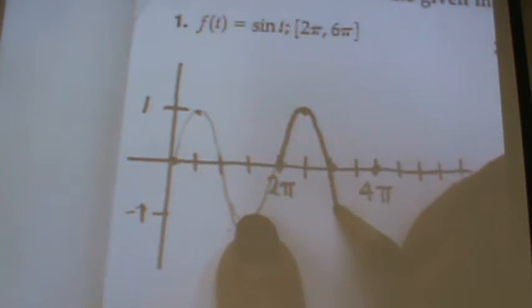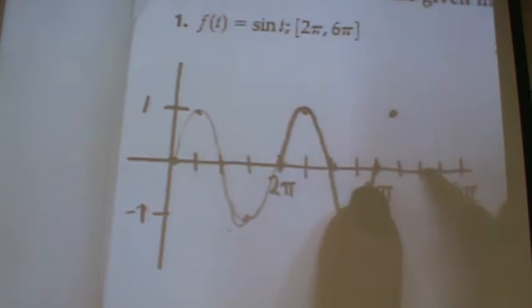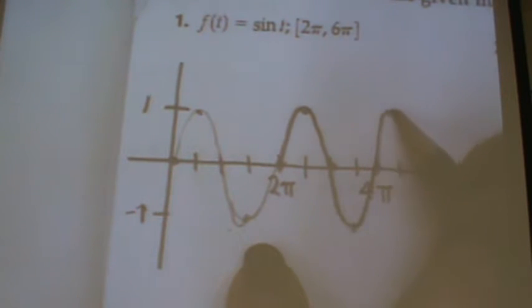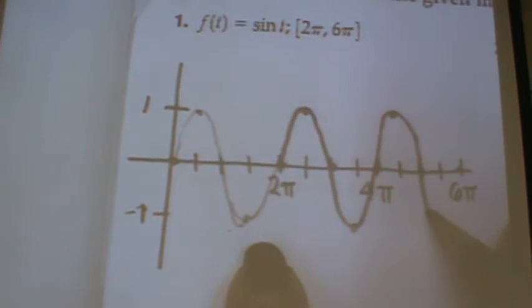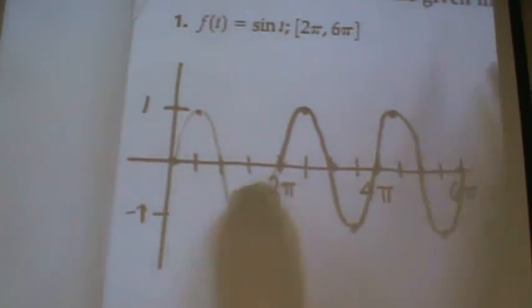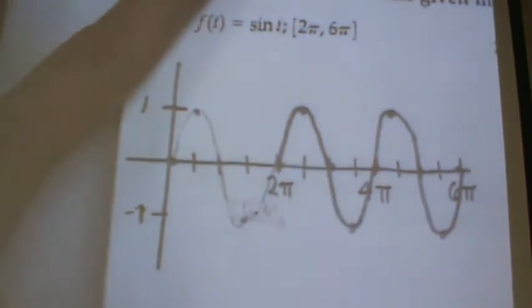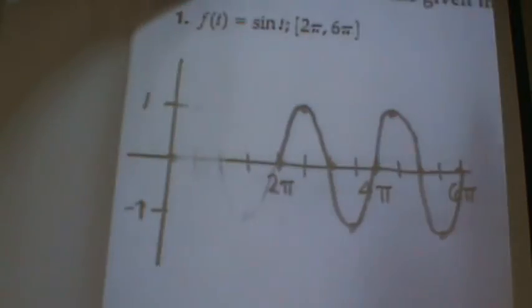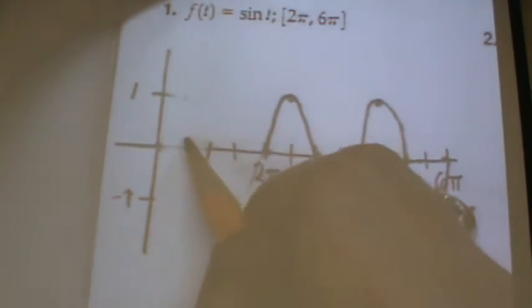So the answer would be this, and then they want another period from 4 pi to 6 pi. Does this make sense? Yes. So they're asking you, can you graph a section that's not the normal start? In other words, it was a bad eraser. You're going to erase this part. That's not part of the answer. That's the answer. Okay? But I like to start off like that.